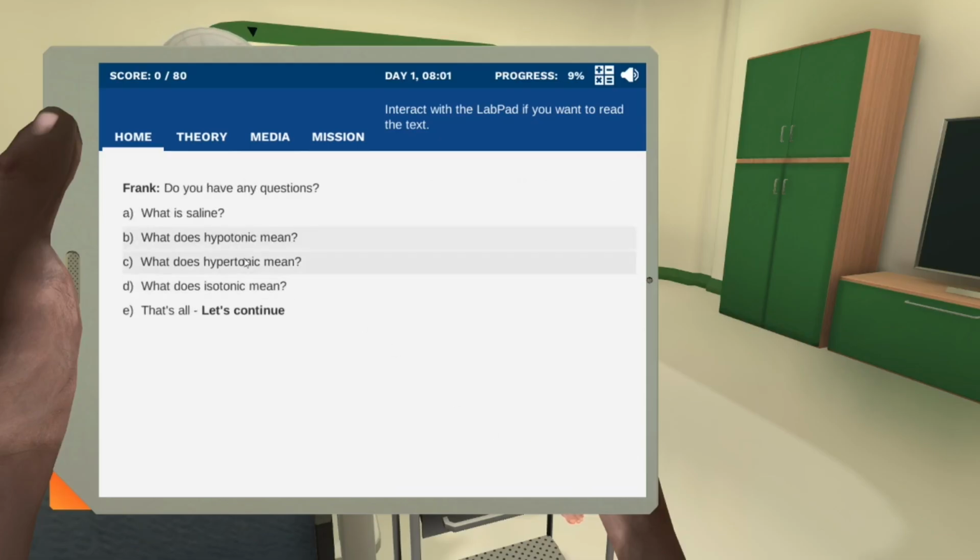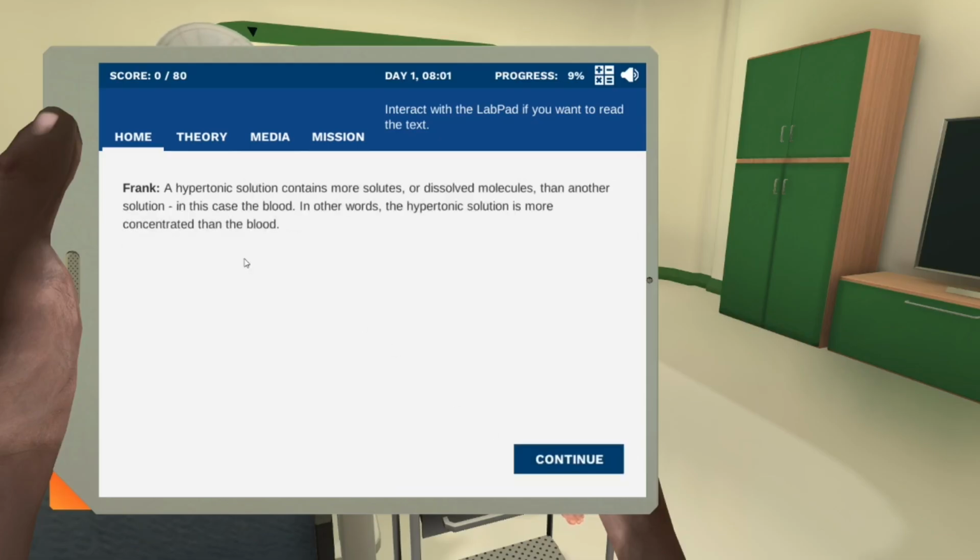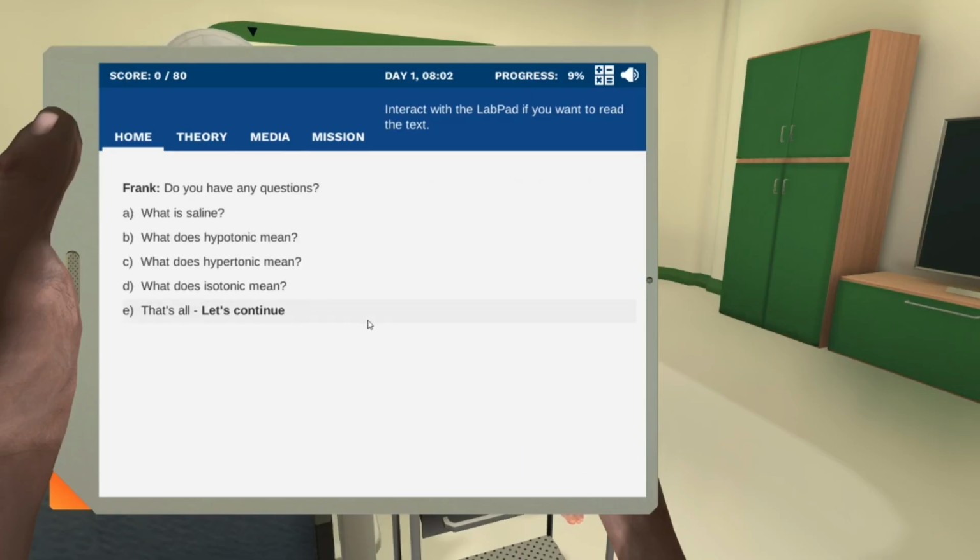Do you have any questions? A. A hypertonic solution contains more solutes or dissolved molecules than another solution, in this case, the blood. In other words, the hypertonic solution is more concentrated than the blood. Do you have any questions?